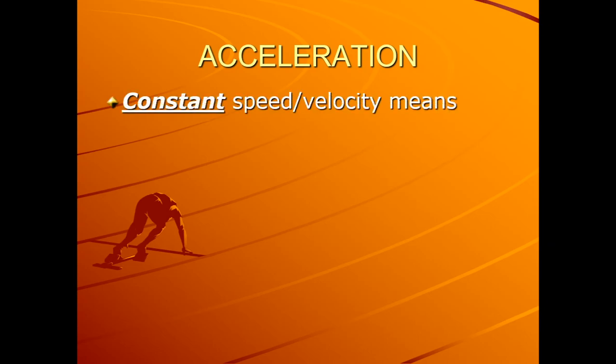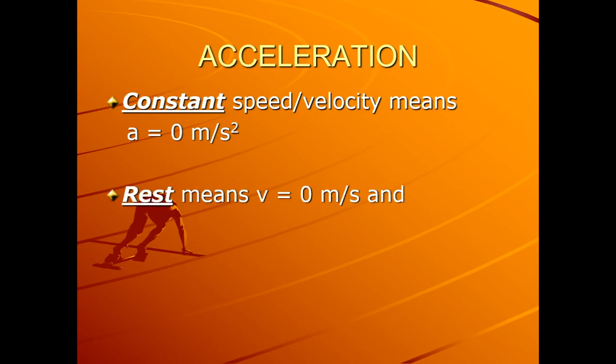Constant speed or velocity means your acceleration is 0 meters per second squared. If you're at rest, your velocity or speed is 0 meters per second because you're not moving. And because you have no velocity, you're not going to have any acceleration either. So your acceleration is 0 meters per second squared, or you may also see it written like this, meters per second second.